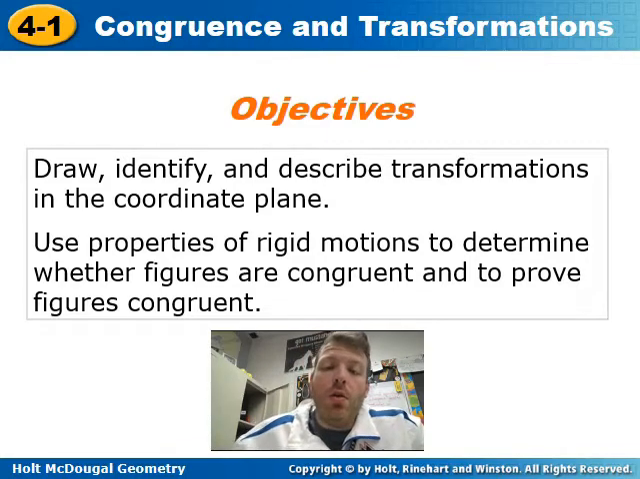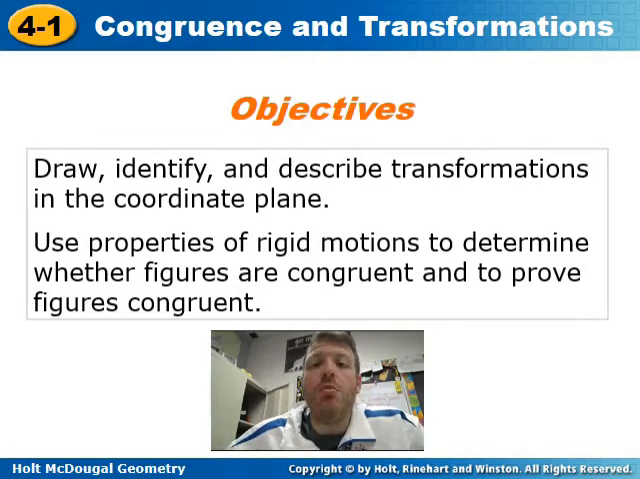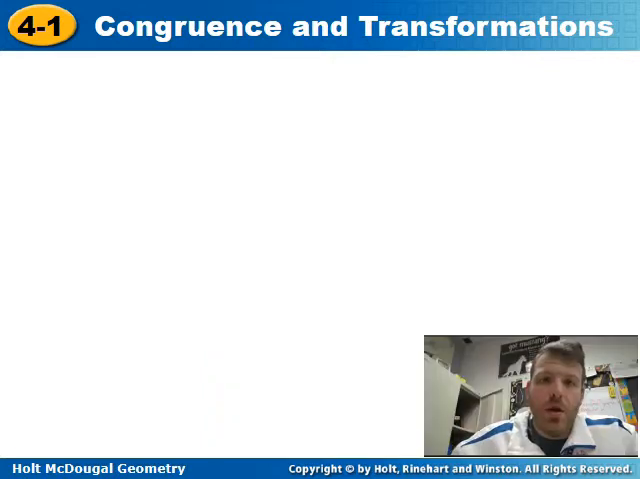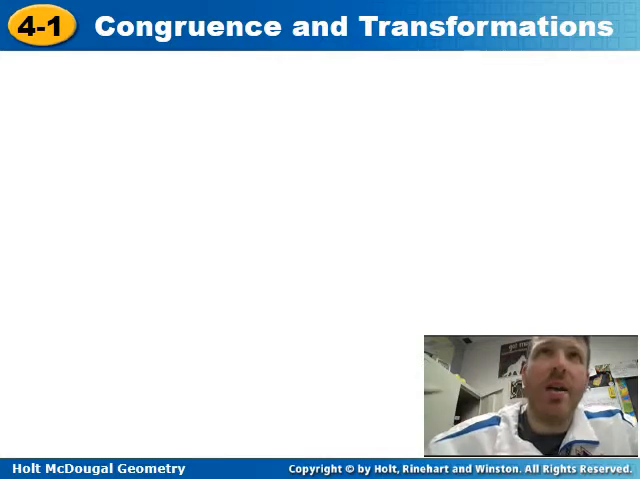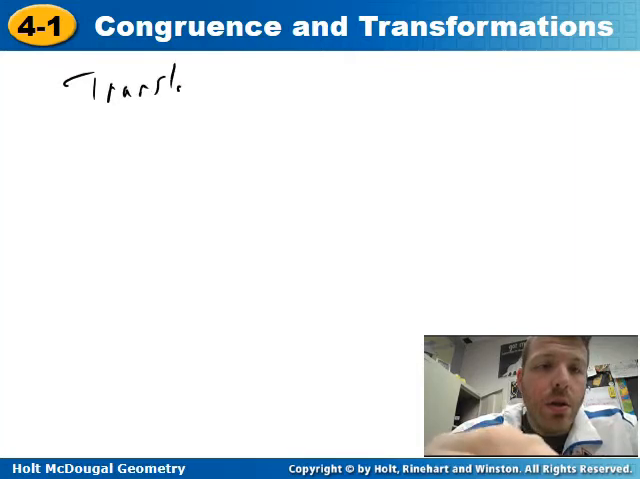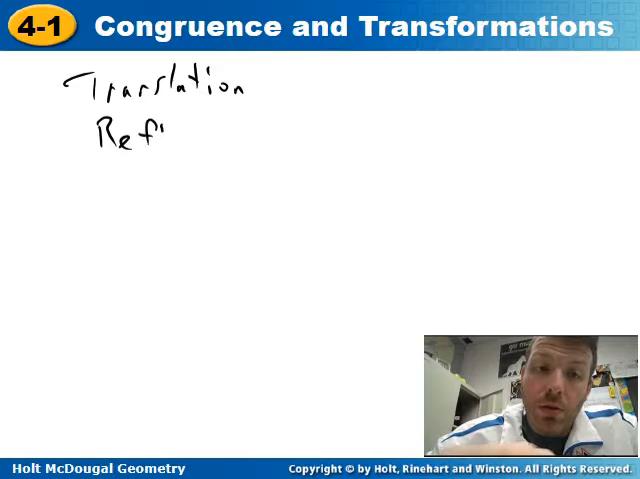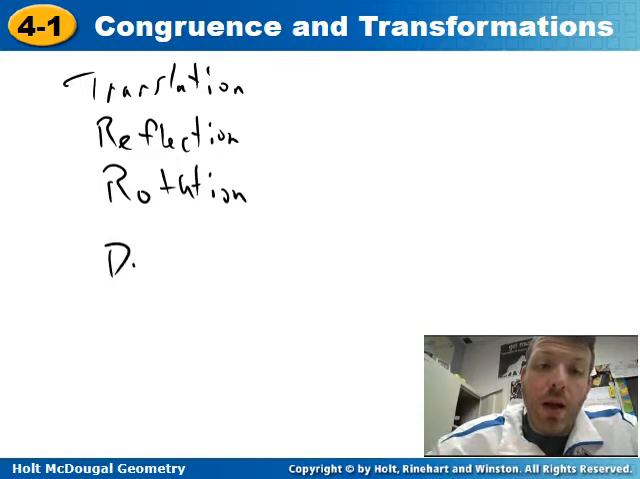Okay, so we've already talked a lot about the different types of transformations, but I just want to go through and reiterate what those are real quick. We had three different types of transformations that you've remembered, and then we had our fourth one that we talked about before. We had the translation, the reflection, rotation, and then we had dilation.